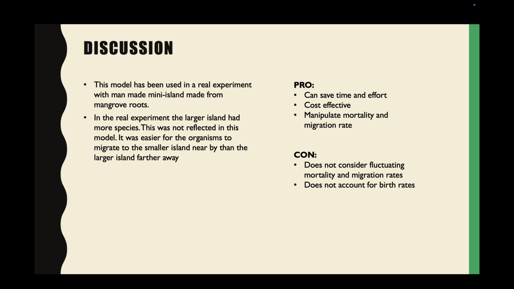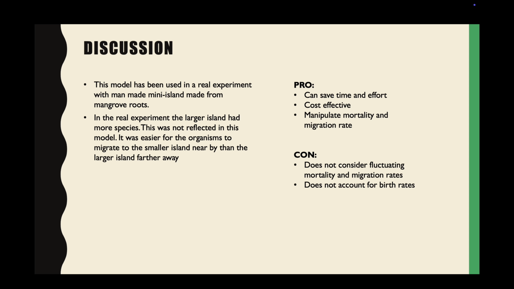So this model has been used in a real experiment with like mini islands made from mangrove roots in the Florida Keys. In the real experiment, the larger island had more species, and this is not reflected in this model. I think it was easier for organisms to migrate to the smaller island nearby than the larger island farther away, even though it's a lot bigger.